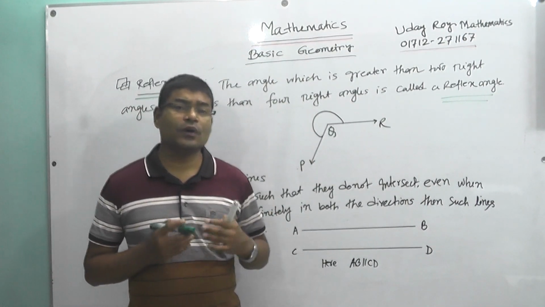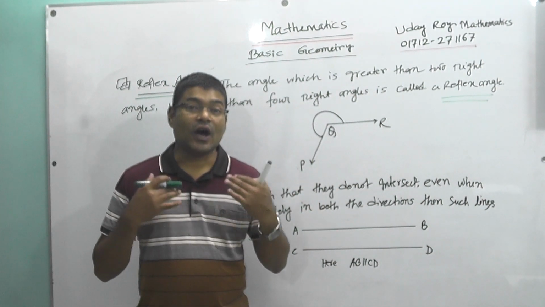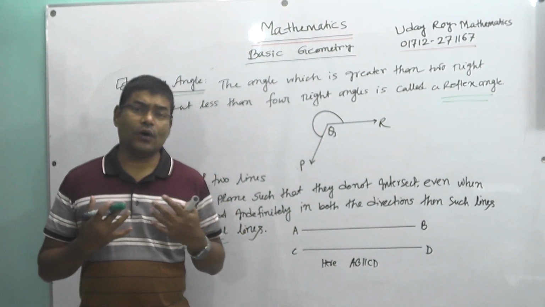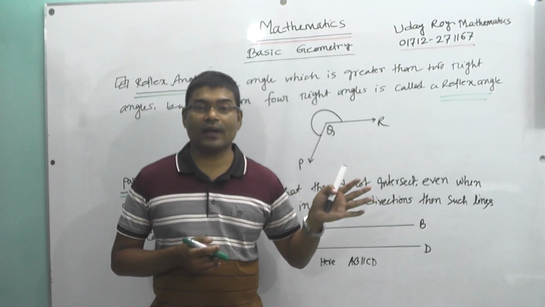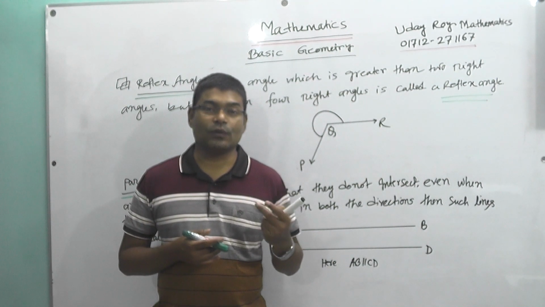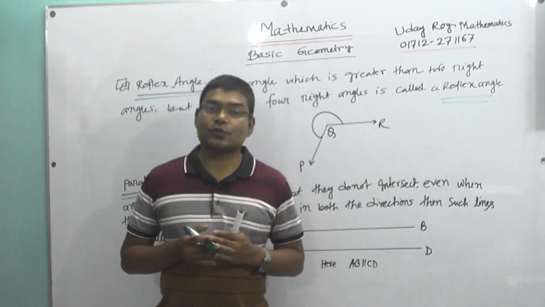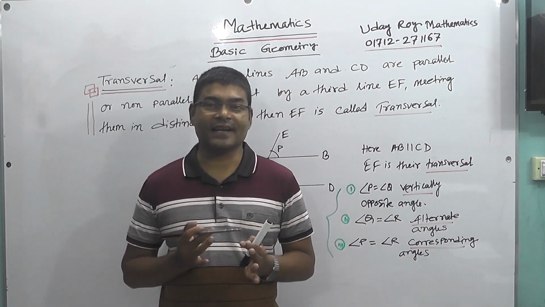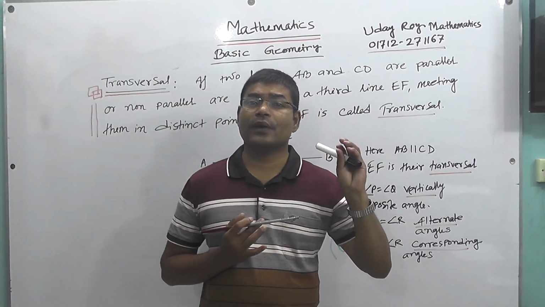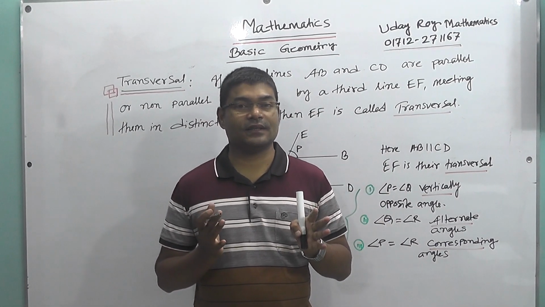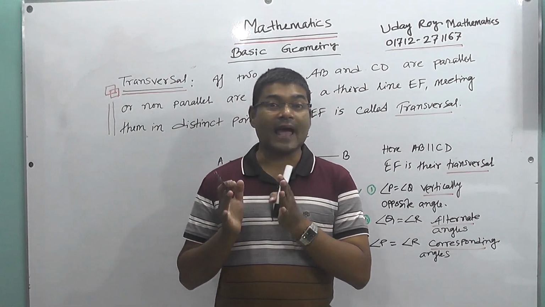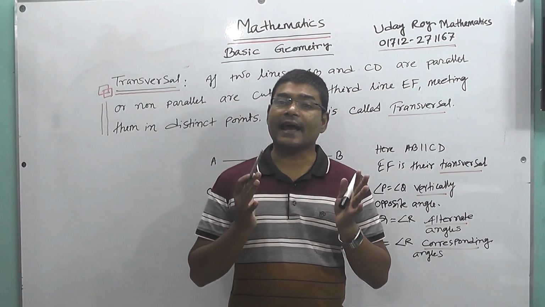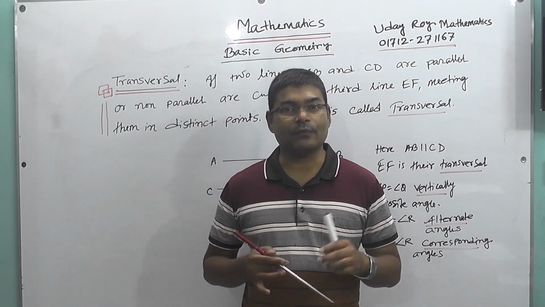Now we will have to know what is called the transversal, alternate angle and corresponding angle. We all know alternate angles are equal and corresponding angles are equal. Already we have learned parallel lines, and we have to know another definition: transversal, corresponding angles and alternate angles.